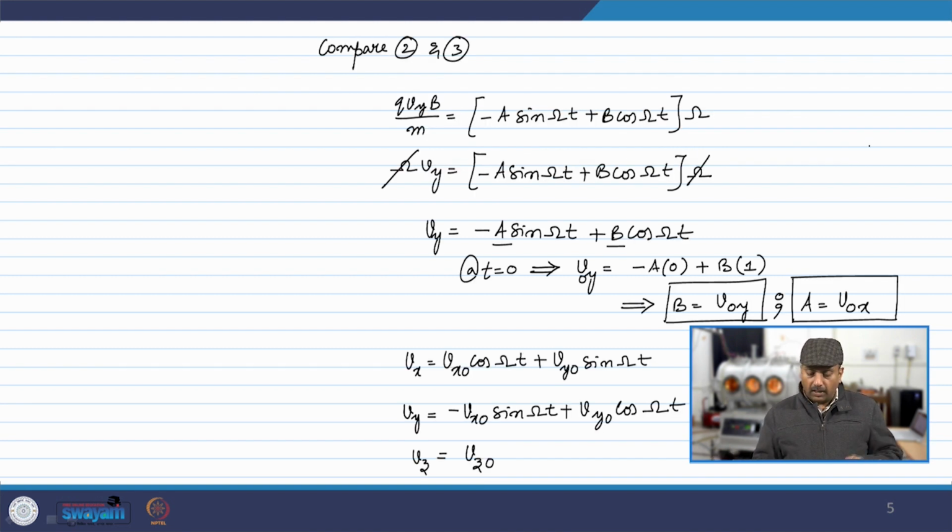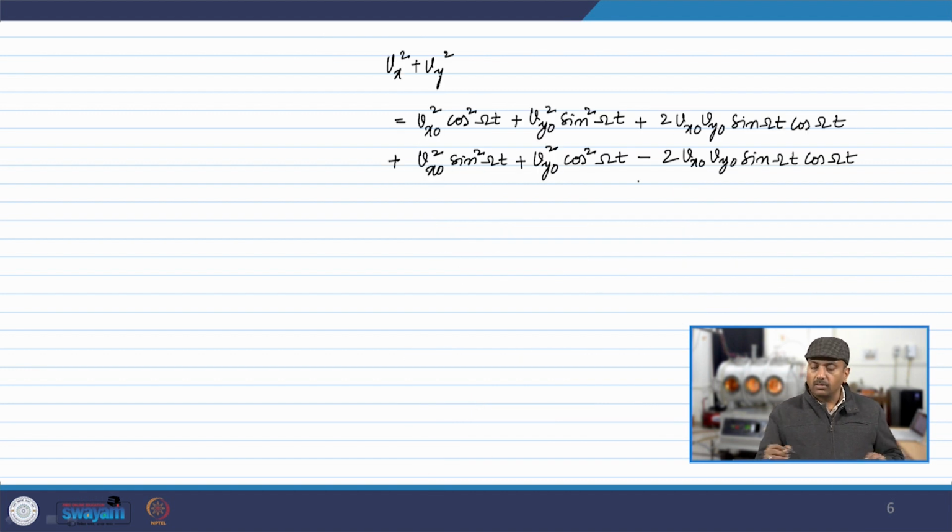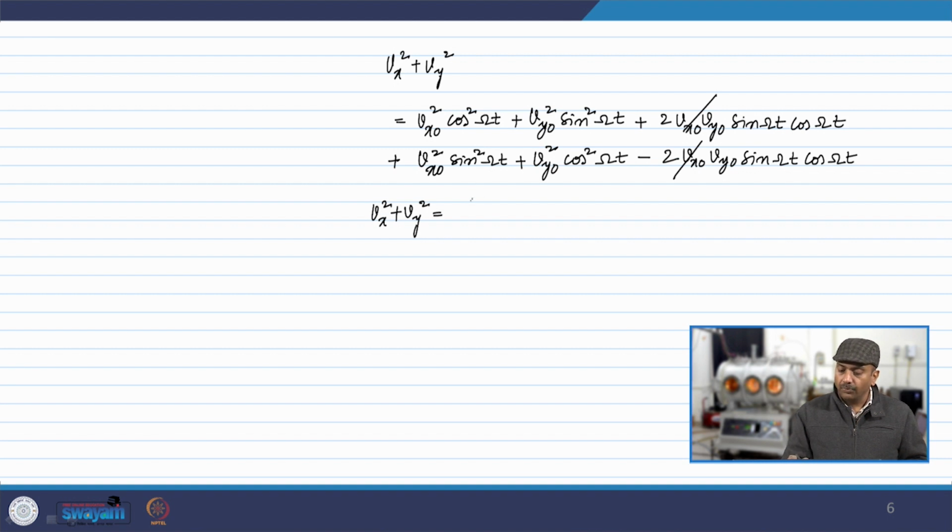You see here, go back, Vx square is Vx0 square cos square omega t plus Vy0 square sin square omega t plus 2 Vx0 Vy0 cos omega t sin omega t. And this one, since we have a minus here, we will get this minus. So, when we add these things, these two terms will get cancelled and sin square plus cos square omega t is 1. So, Vx square plus Vy square is Vx0 square plus Vy0 square. So, this is a very important result.